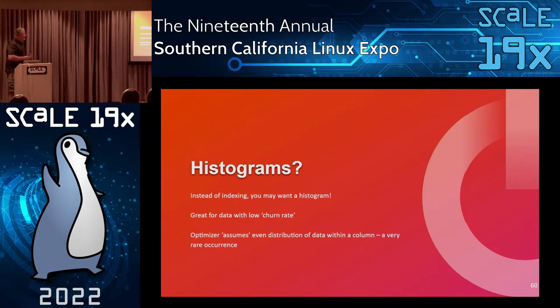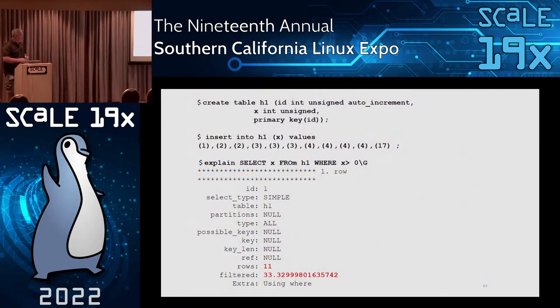And the optimizer by default assumes an even distribution of data within a column. Those of you who do any sort of analysis will know that that is a very rare situation. So let's create a table called H1, and we're going to have an ID and a column called X. And into X, we put in the values of 1, 1, 2, 2, 3, 3, 4, 4, and 1, 17.